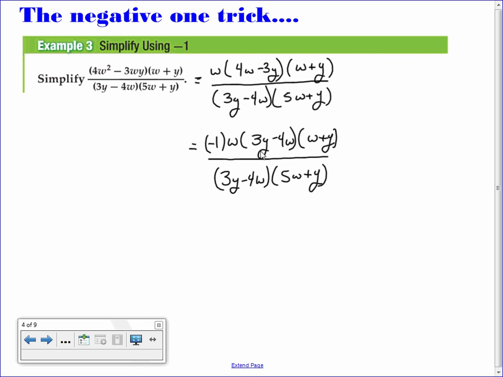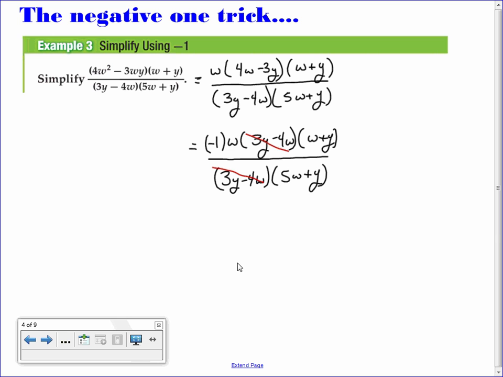W's not going to cancel. 3y minus 4 will cancel with that one. Notice, had I not taken out the negative 1, they wouldn't match and I couldn't cancel. That's w plus y. I see you've got a w plus y right here, but it's an all or nothing thing. If I can't take all of it, I can't take just part. So here, since that's not an exact match, I can't cancel those out.